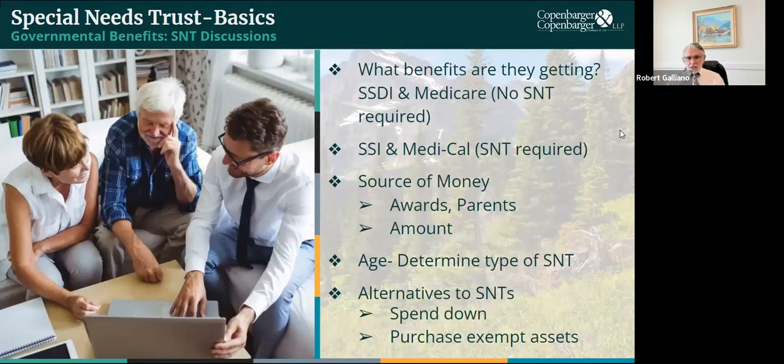So you have two distinct sets of rules. SSI rules limit you to a certain amount of assets, $2,000. Medi-Cal in 2024 will have no limit on the amount of assets that you can have. SSI income rules are different than Medi-Cal income rules. So you wind up with two competing platforms that you have to navigate through and understand, the type of trust that you have to have, and you have to manage the particular trust to qualify the beneficiary for SSI and Medi-Cal. Critical to understand.